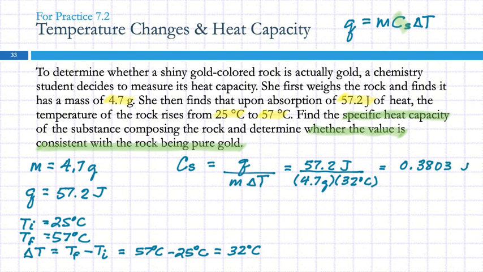And the units will be joules per gram degrees Celsius. Nothing is going to cancel out. This would have 2 sig figs, and so the answer to that first question, find the specific heat capacity of the rock, would be that.